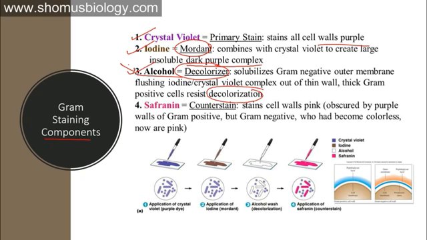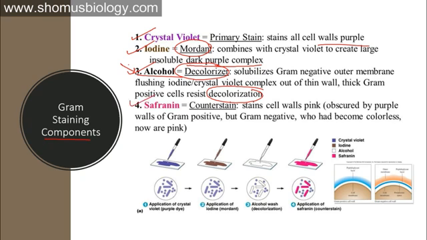But for a gram-positive bacteria, even if we use a decolorizer, even if we use alcohol, it's not going to dissolve that outermost layer, because the gram-positive don't have any outer cell membrane, they only have a thick peptidoglycan layer, and the alcohol cannot wash it out.